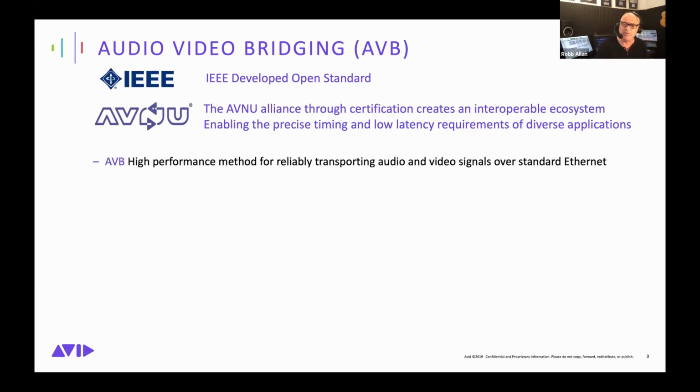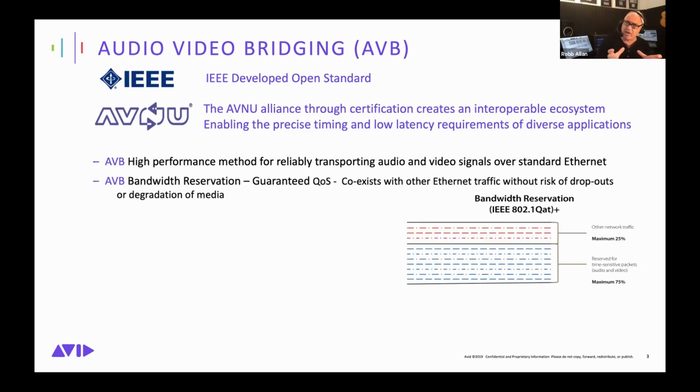AVB is a high performance method for transporting audio and video signals over standard Ethernet, whether it's Cat5 or fiber. The big thing about AVB, its standout feature, is bandwidth reservation. So you have a guaranteed QoS, a quality of service, which means that up to 75% of the bandwidth of the network is reserved for what you call time-sensitive packets, so audio or video. In our case, it's audio, of course.